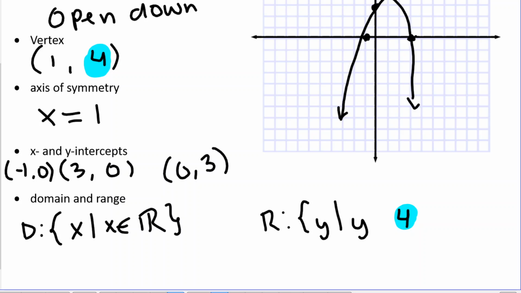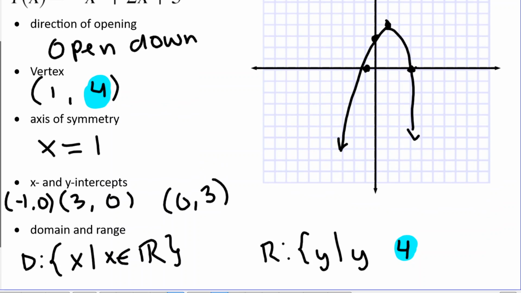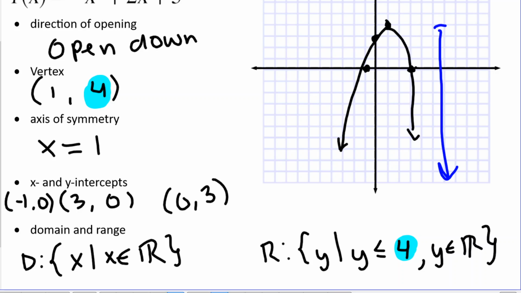But this time, because my graph opens down, I want to make sure I'm clearly saying that every value below 4 is part of my graph. When my graph opens down, I'm going to use this less than or equal to sign, because every y on this parabola is a number 4 or smaller. And we clarify that those y's are real numbers.